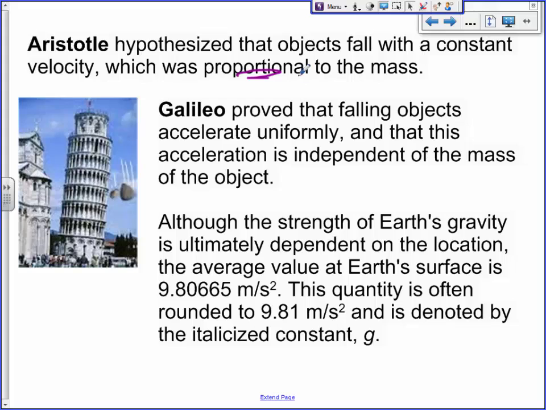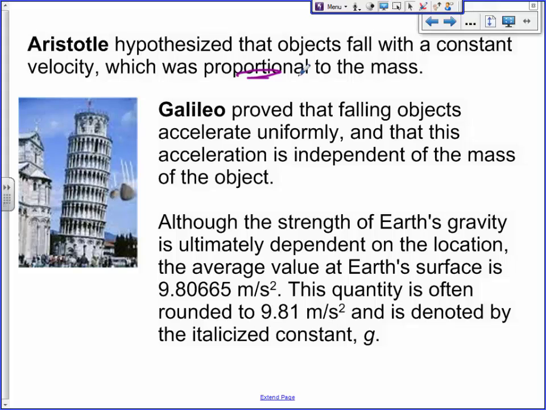Now, with how much force they hit with, I'm okay with a pen hitting my foot. A bowling ball hitting my foot will probably break bones, though, right? So there is a difference between how fast they fall and how much force they hit with. So Aristotle wasn't correct about the proportional mass sort of thing, but he was kind of right about the constant velocity. Everything will hit a terminal velocity at some point.